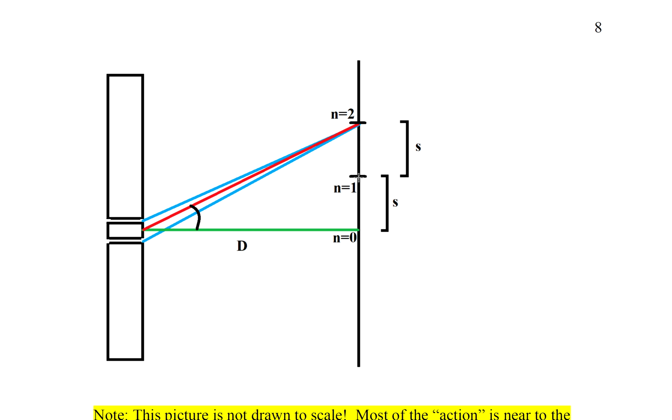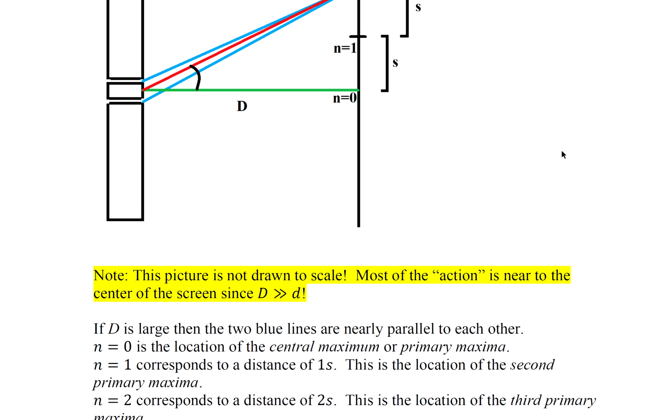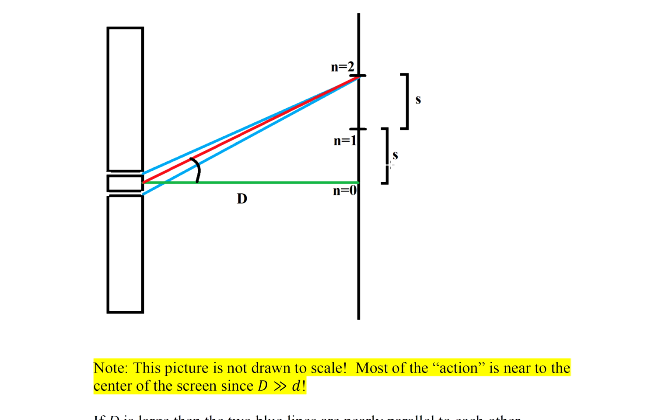So from n equals 0 to n equals 1 is s. From n equals 0 to n equals 2 is 2s. Okay. So this picture is not drawn to scale. Most of the action is near the center of the screen. Most of the action is really, really down here.